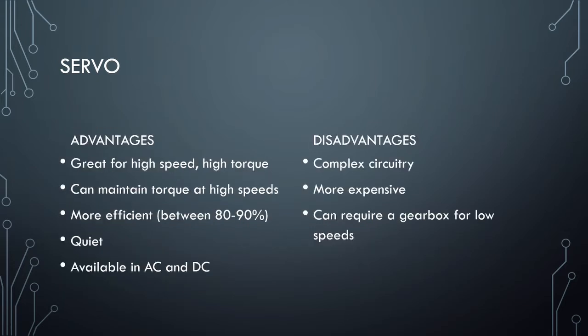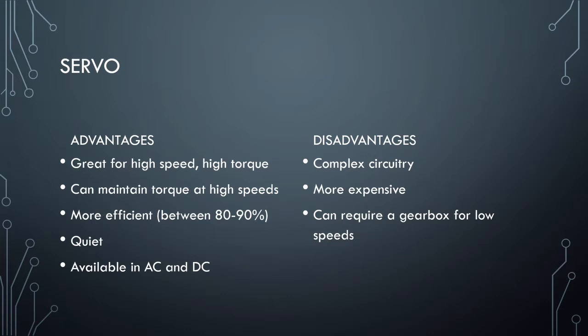There's a lot of great advantages to a servo motor. Here we'll look at some of those advantages and the disadvantages. So the first advantage is that it's great for high speed, high torque operations. So when you need a motor to control something very quickly, or when you need something that's very powerful to provide a high degree of torque, a servo motor is great for that. And then you see the second bullet point, it can also maintain that torque at high speed. So not only is it high speed and high torque, it can be both of those at the same time.